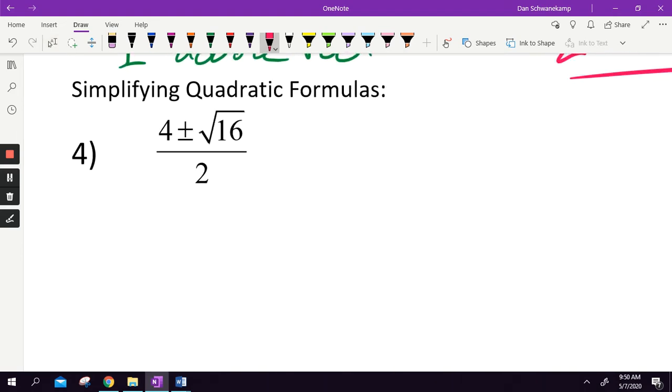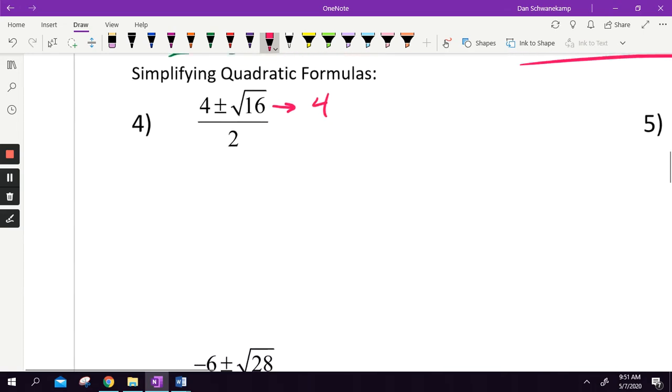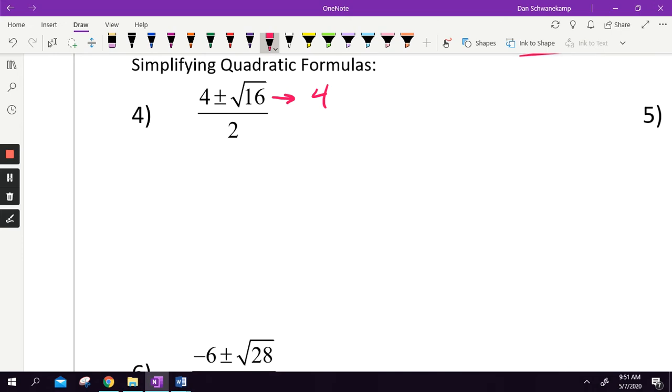So when I see this, 4 plus or minus the square root of 16 all over 2, the first thing I'm always going to do is work with the radical. I've got the square root of 16. Well, the square root of 16 is just 4. So that makes this problem pretty easy. I get 4 plus or minus 4 divided by 2. The plus or minus means I'm getting 2 different numbers. I've got 4 plus 4 divided by 2, and I get 4 minus 4 divided by 2.